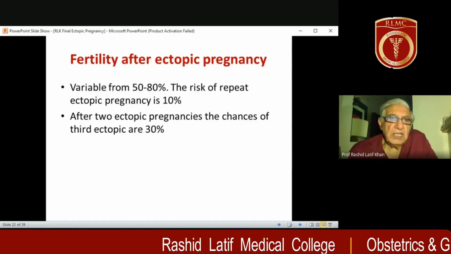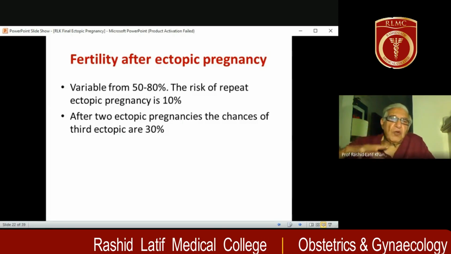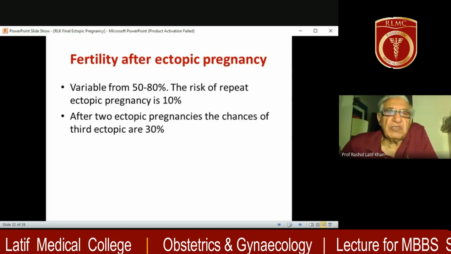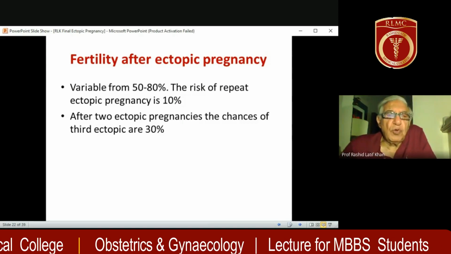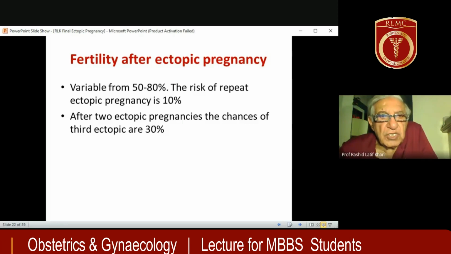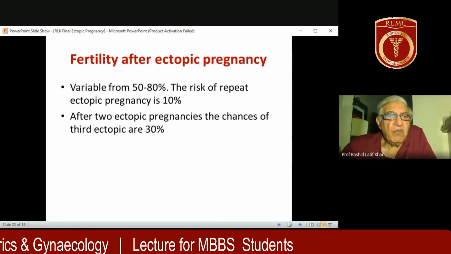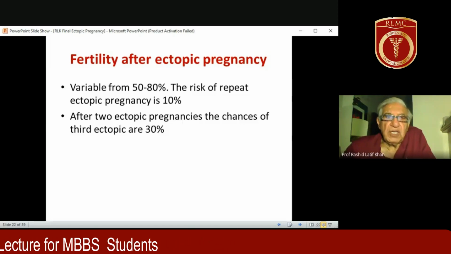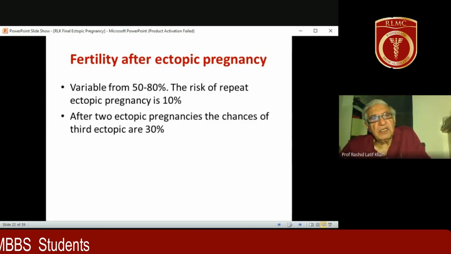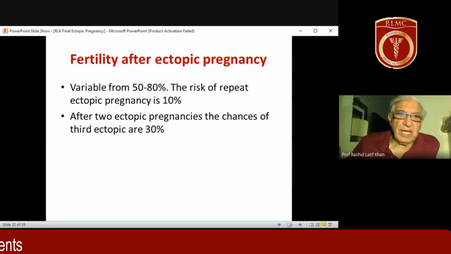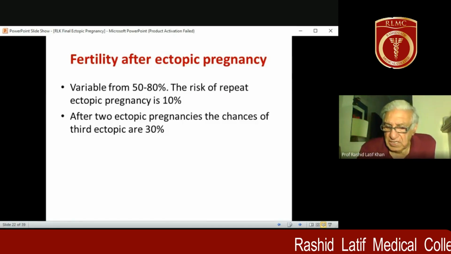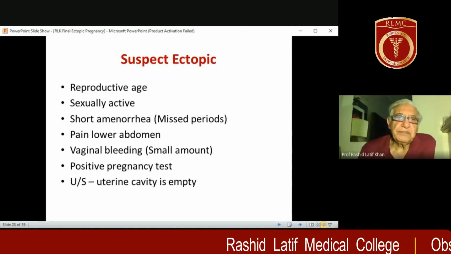And so overall, we quote, if the patient has one ectopic, what are the chances of second ectopic? Then, because we don't know the cause, the generally quoted incidence is 10%. 1 in 300 was the first pregnancy. Now this is 10%. 1 out of 10. After 2 ectopics, if the patient had 2 ectopics, then the third ectopic is likely to be a 30% chance.